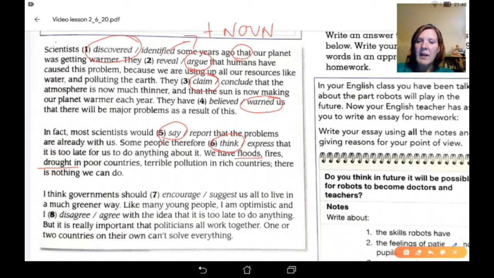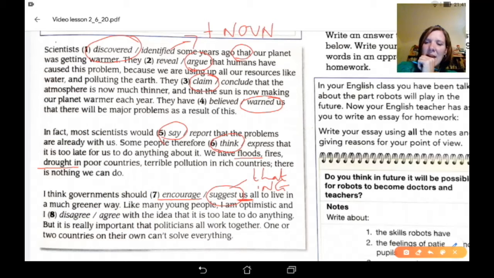Number 7, I think governments should encourage. So if we were at school now, I would be asking you, why can we not use suggest in this situation? And obviously you would tell me that suggest has to be followed by that, or it has to be followed by an ing form, okay? It's never followed by a pronoun, okay?